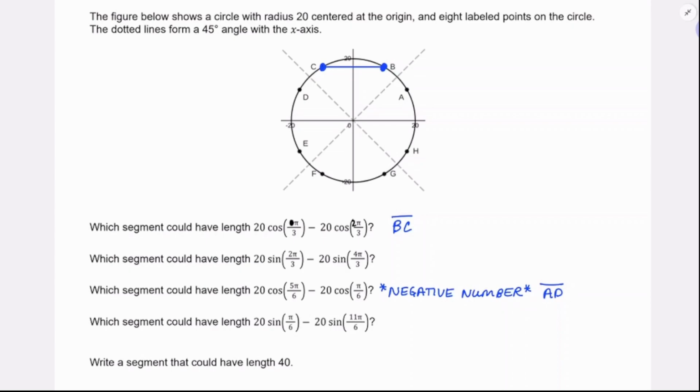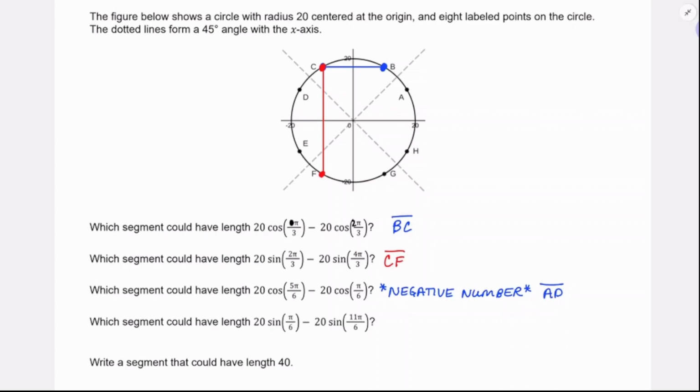I think the other ones are fine, though. For the other one, sine of 2 pi over 3 minus the sine of 4 pi over 3, that's going to be a difference in y coordinates because it's sine minus sine. The one that looks like it could represent 4 pi over 3 is pi over 3 beyond pi, that's F. So I'd be talking about this vertical distance here, and that'll be CF.